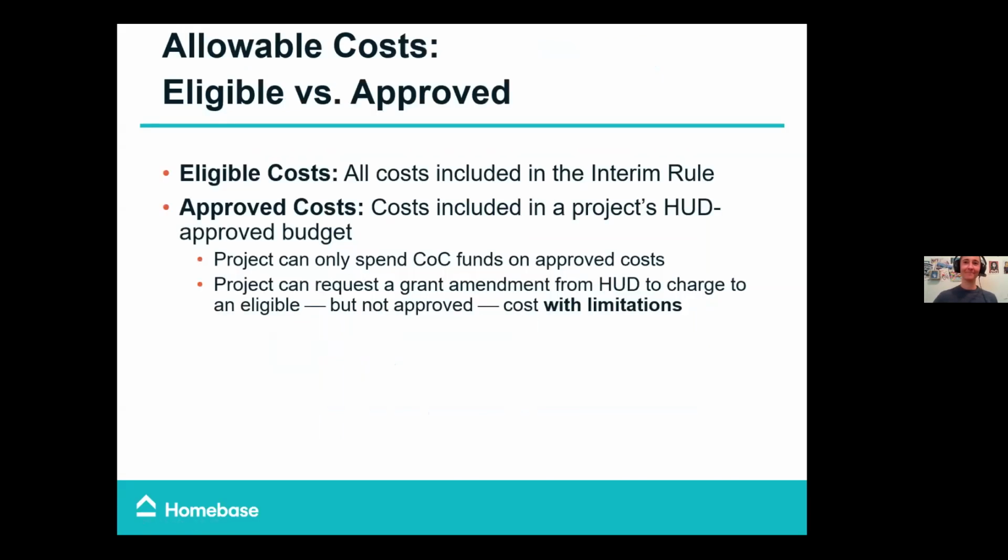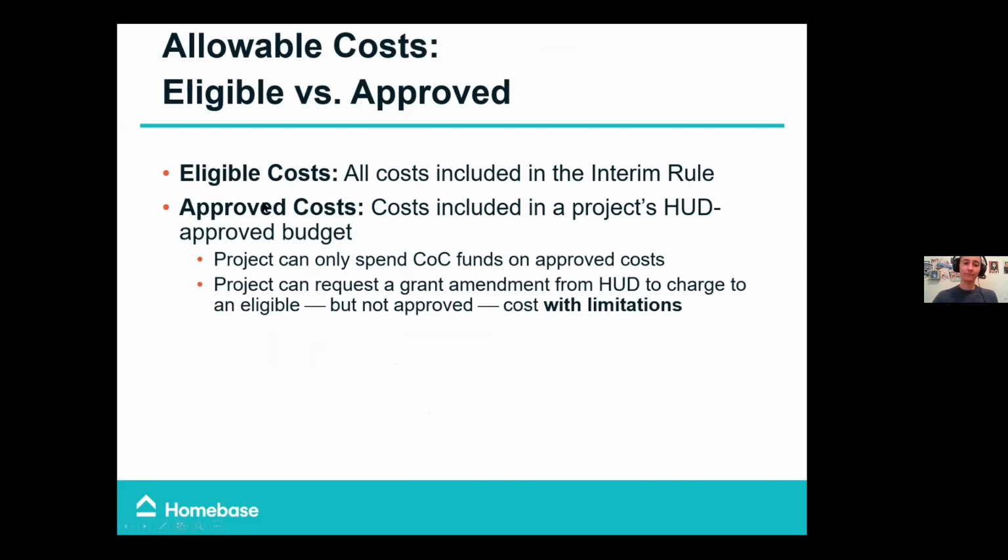On the next slide, before we get into detail on eligible costs, it's important to understand the difference between eligible and approved costs under the CoC program. Both types of costs are allowable. Eligible costs are all of those costs that are included in the CoC program interim rule, such as rental assistance, leasing, supportive services, and operating costs, all of which we're going to go over today.